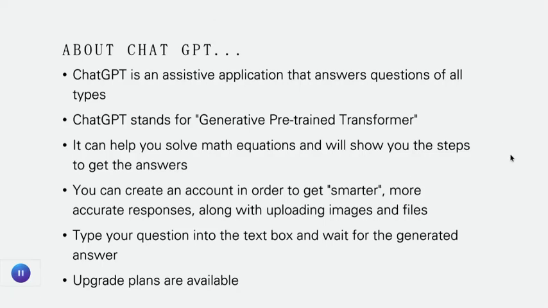To start off with, I'm going to talk about ChatGPT. It's an assistive application that answers questions of all types. It's an AI generated transformer. It can help you solve math equations, and it'll show you the steps to get the answers. There's upgrades, and you can type into the text box and it will generate answers for you.